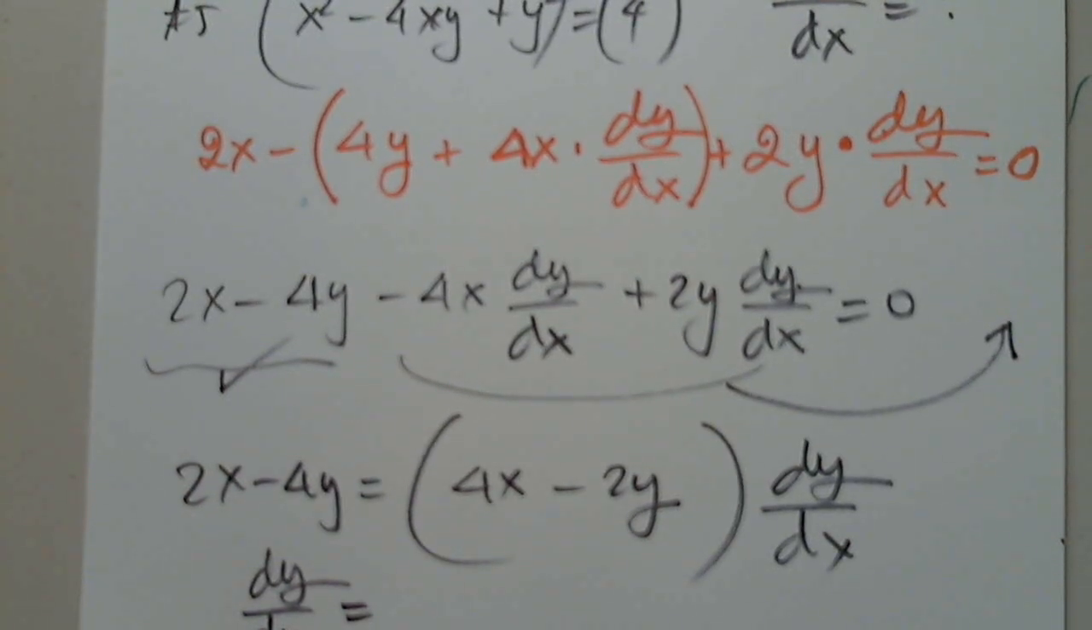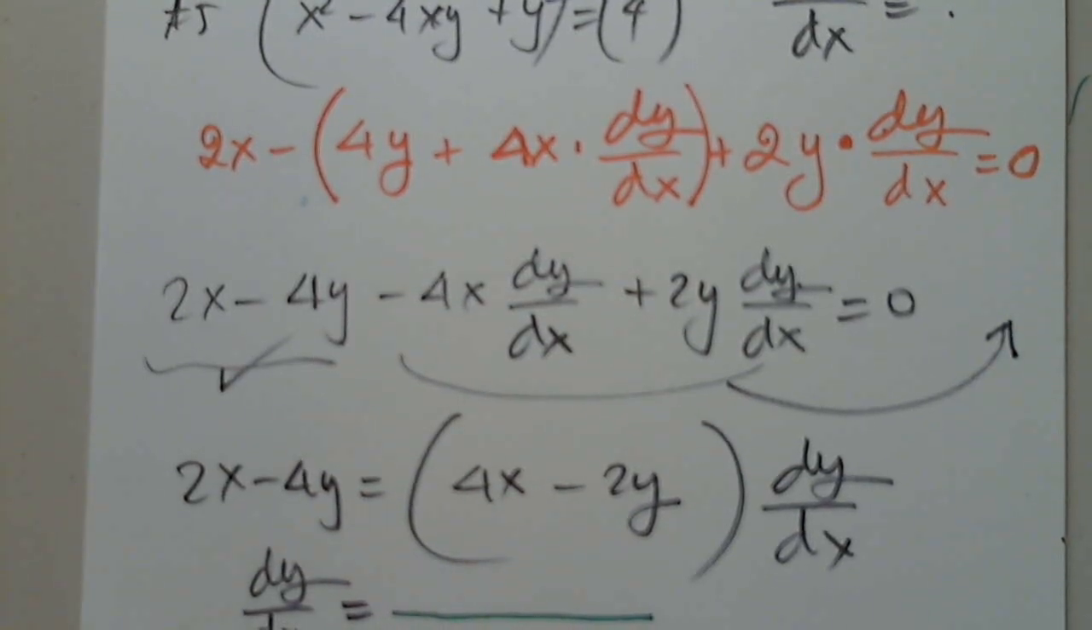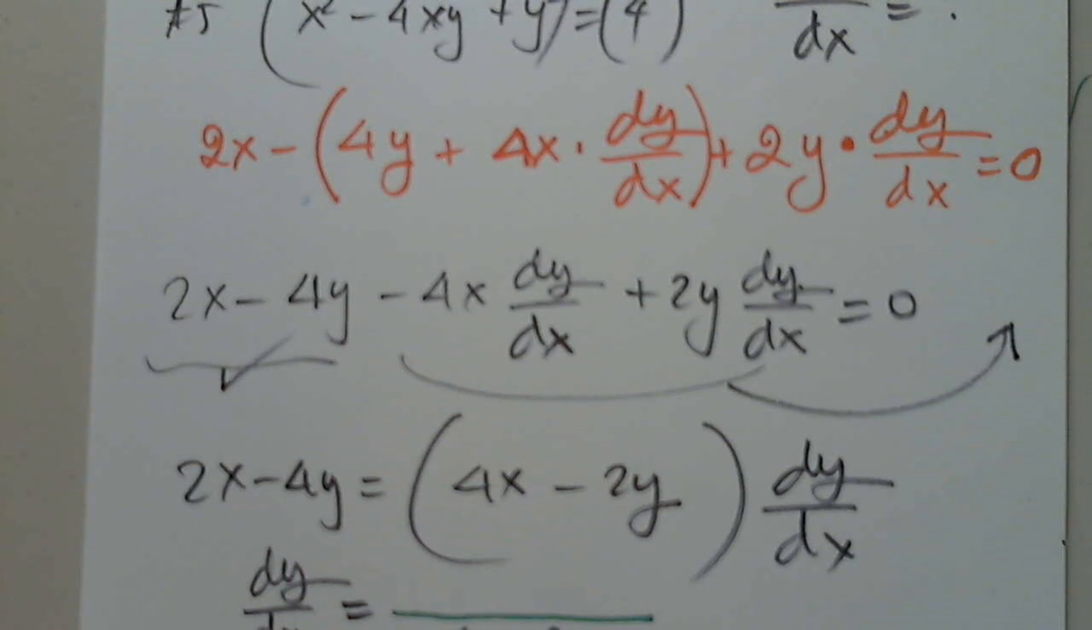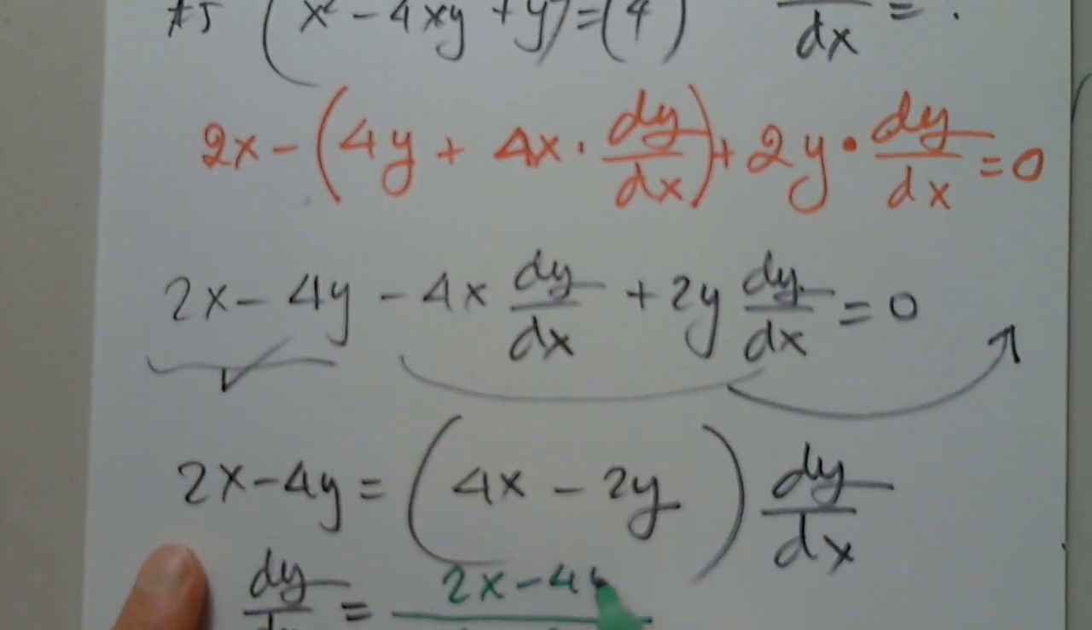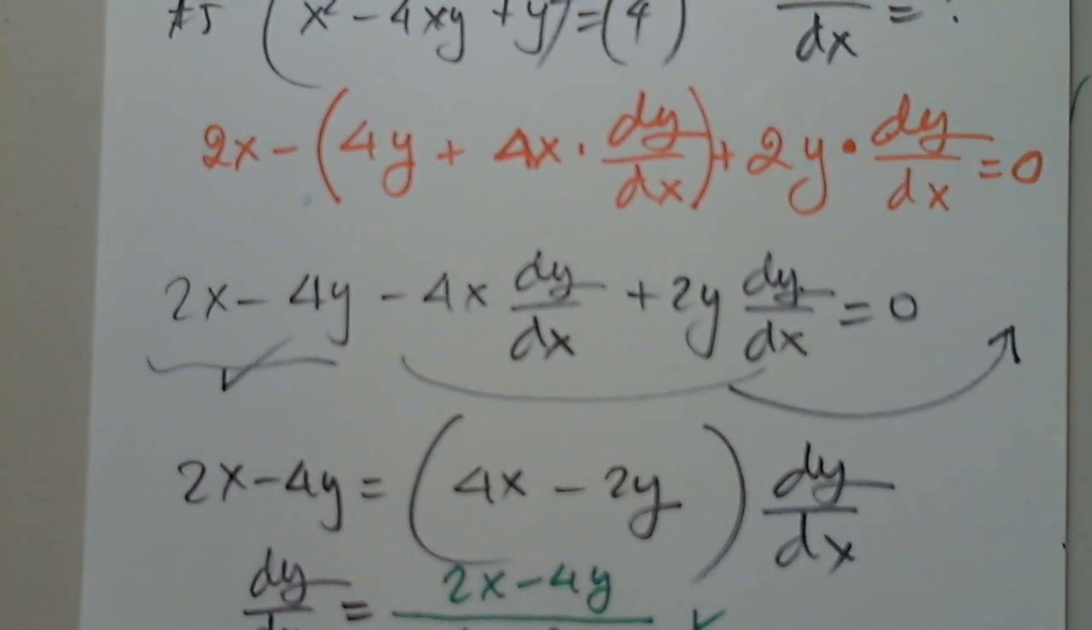What will that be? Can anyone give us dy over dx? So would that be a fraction? Like our final answer would be absolutely 4x minus 2y. This multiplies, so it has to be in the denominator. Right, and the numerator would be 2x minus 4y. Brilliant. That's it. Thank you.